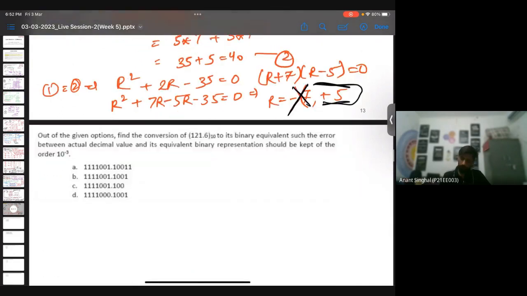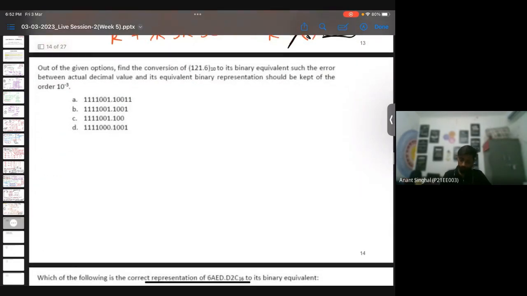Now there are a few not-so-easy, somewhat complicated problems that we'll try to solve now. We'll start in a minute.